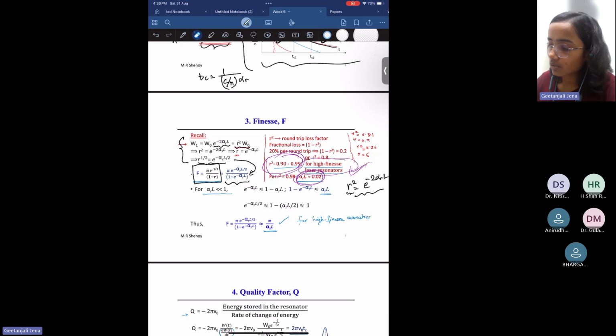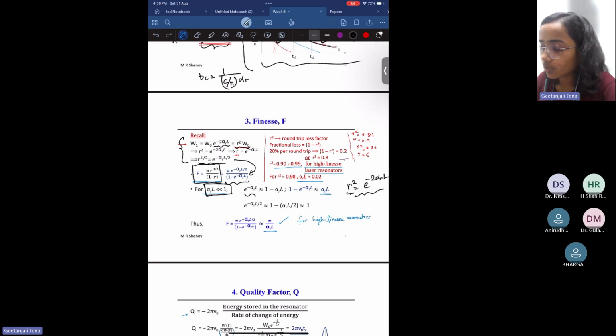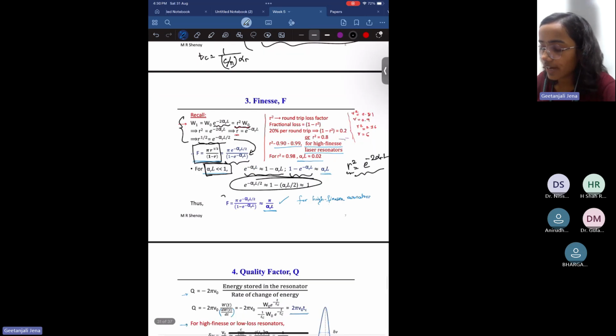For this case, you can make an approximation for e to the power minus alpha R L. Whenever the condition alpha R L much less than 1 is satisfied, you can write e to the power minus x as 1 minus x, where x is alpha R L. So 1 minus e to the power minus alpha R L, you can write as alpha R L. From this, you can easily get this relation. And if you rewrite the fineness, you will get fineness as pi by alpha R L.